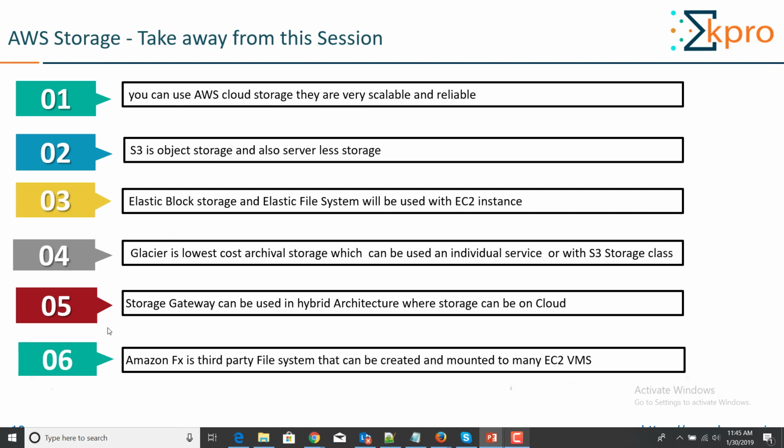I will come with one video on the storage gateway. I will show at least the architecture and where this storage gateway can be installed. And I will come with one more video for Amazon FSx. I will show you how we can provision a third-party file system and attach it to many EC2 instances, and what the limitations or conditions are for a virtual machine to get attached to this third-party file system.